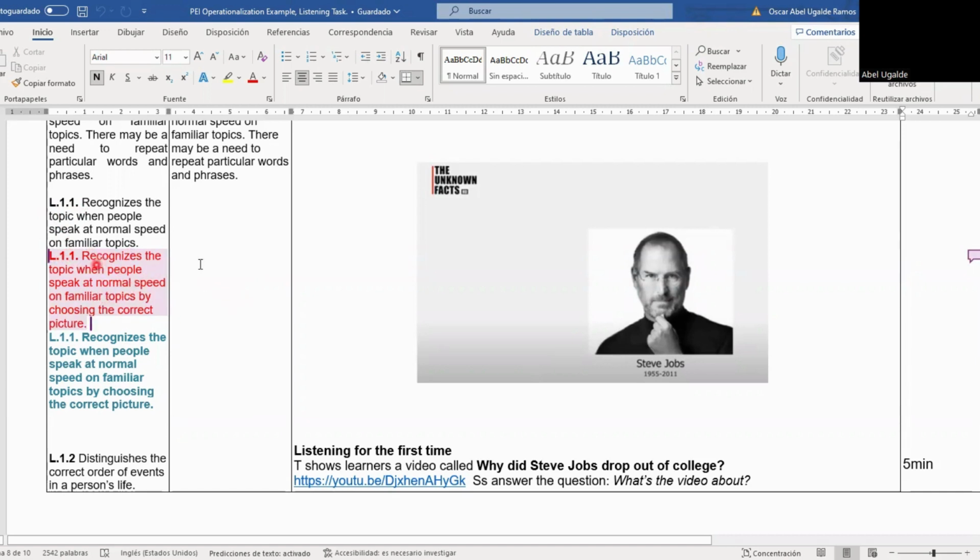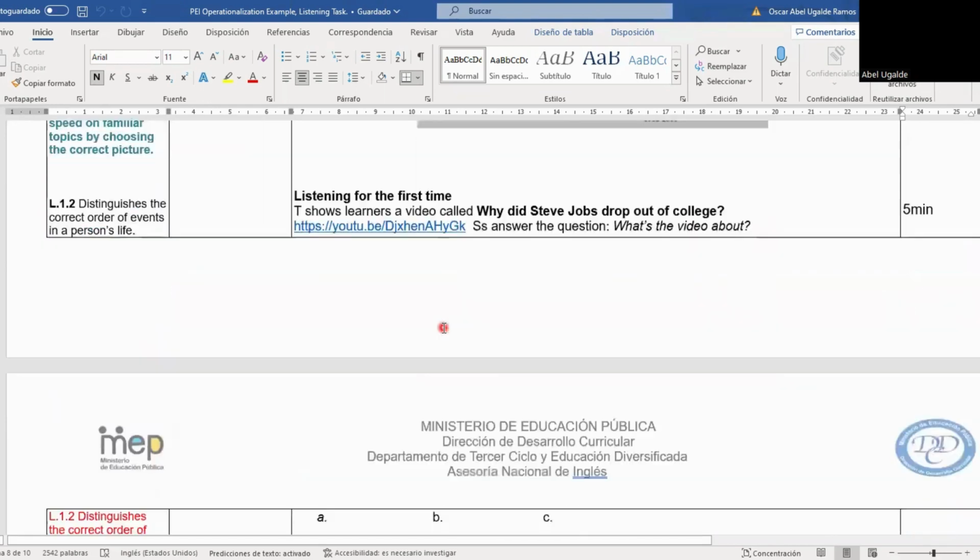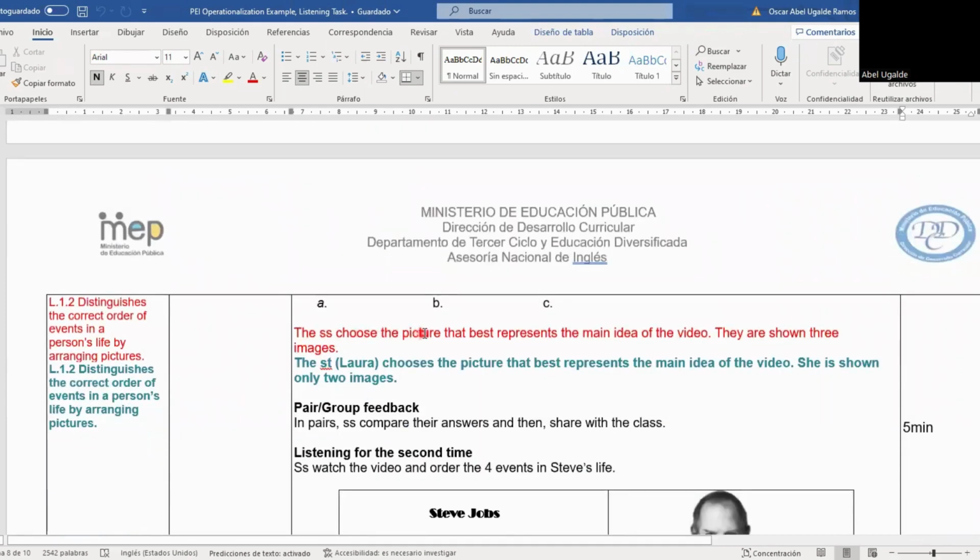In this case, Oscar and Ignacio, the indicator for them would be recognizes the topic when people speak at a normal speed on familiar topics by choosing the correct picture. That's what Oscar and Ignacio are going to do. If you see, I have red here, so I'm going to have red color here. Look at the adaptation for them. The students choose the picture that best represents the main idea of the video. They are shown 3 images.